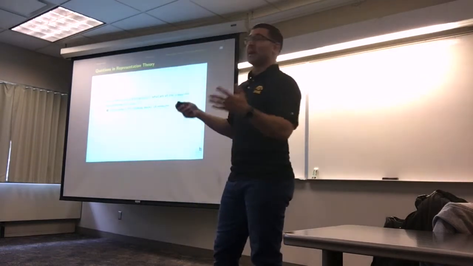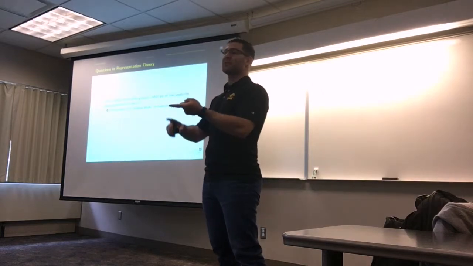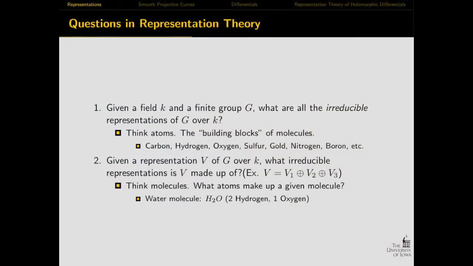And so the atoms are building blocks of molecules, building blocks of everything, and so in the universe of a fixed field K and a fixed finite group G, the irreducible representations are the building blocks for all representations. And so carbon, hydrogen, oxygen, et cetera. Yeah, I know some chemistry in a math talk. So that's the first thing.